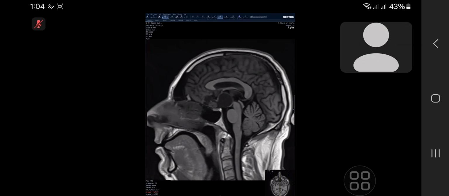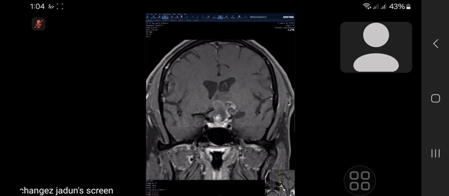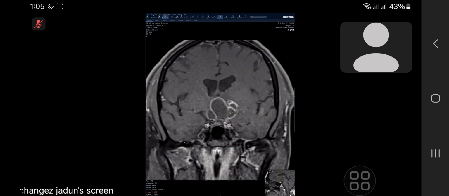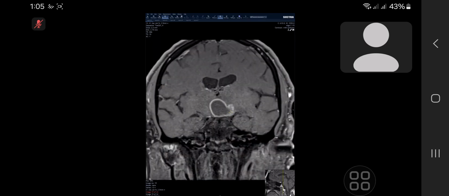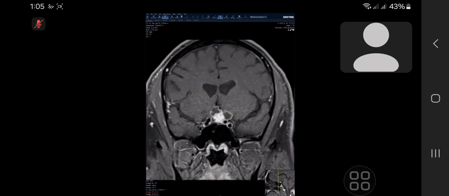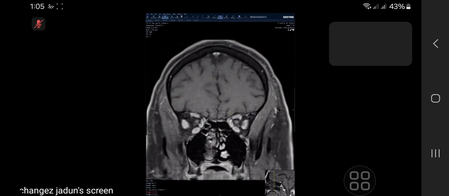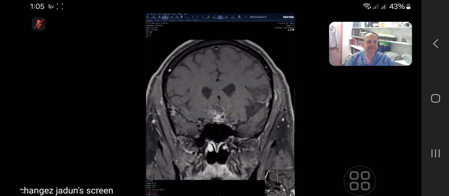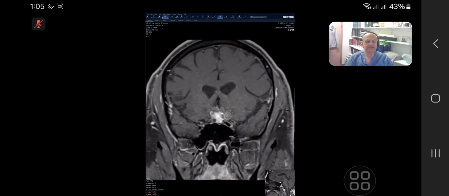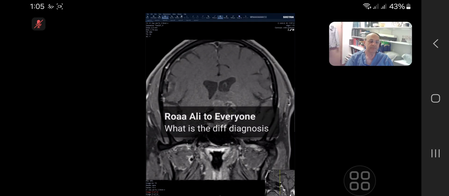So how will you differentiate? Can we have a coronal? Here is the post-contrast coronal. Okay, we're moving anteriorly now. So going back, basic question: is it arising at the planum or is it arising above the sella? Because your thought processes will change.